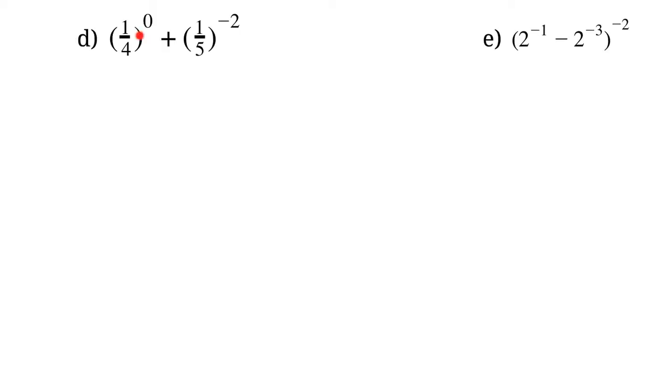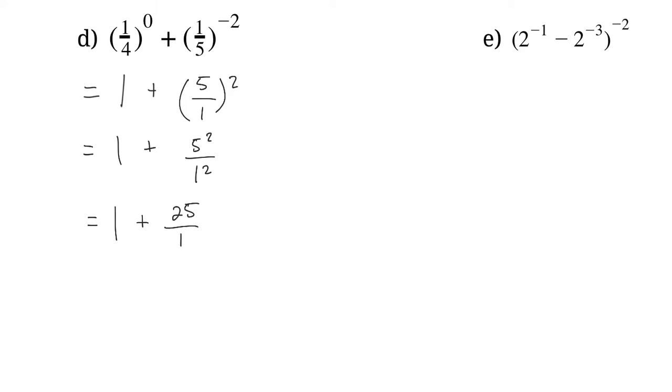So here's our next question. We have 1 over 4 to the power of 0 plus 1 over 5 to the power of negative 2. So let's do this in two parts. 1 over 4 to the power of 0, well, what's anything to the power of 0? Anything to the power of 0 is just 1. And we can do 1 over 5 to the power of negative 2. Well, we can turn this into a positive exponent by using the reciprocal. So this will just become 5 over 1 to the power of a positive 2. And we need to apply that exponent to both numerator and denominator. And we're just going to get 25 in the numerator and 1 in the denominator. So when we combine these together, 1 plus 25 over 1 is just going to be 26.